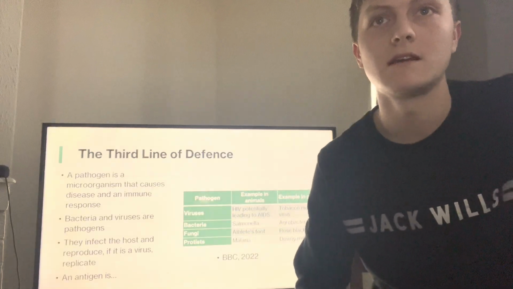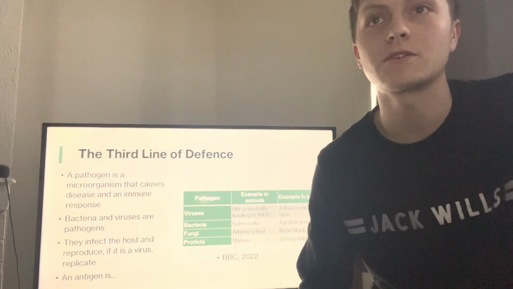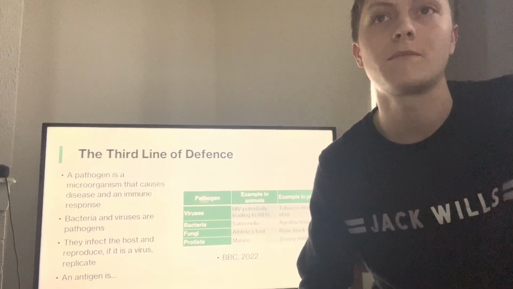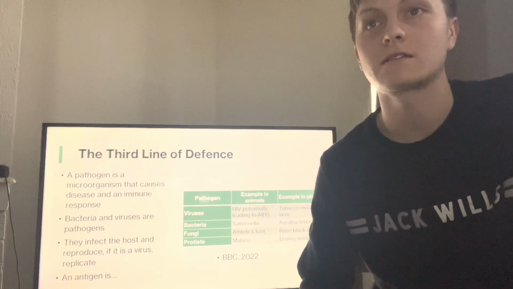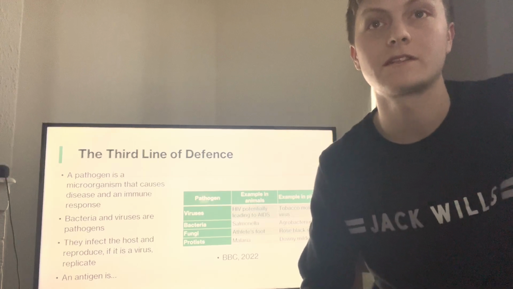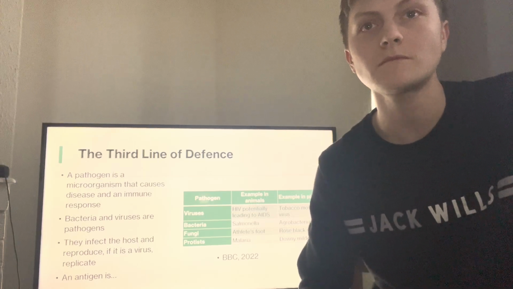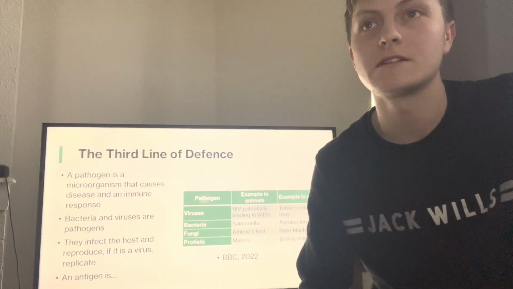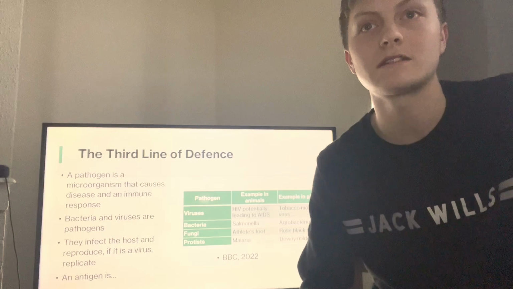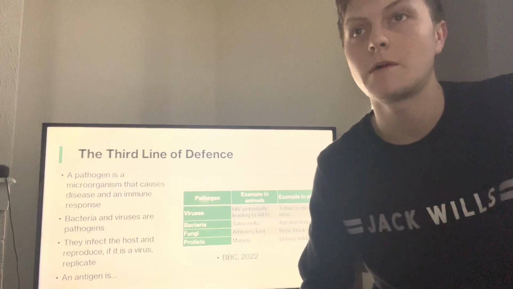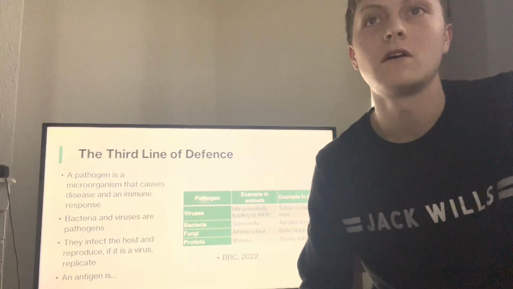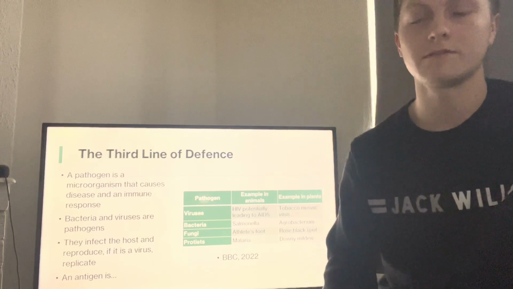Third line of defense. A pathogen is a microorganism that causes disease and an immune response, and bacteria and viruses are pathogens. They infect the host and reproduce, or if it's a virus, replicate. An antigen can be part of a pathogen and is any substance that causes the immune system to produce antibodies. They can be a protein, carbohydrate, nucleic acid, or a fat. Examples of antigen are the proteins found in a virus.